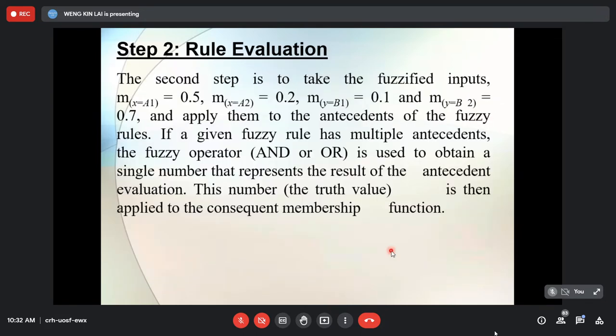Okay, now where am I? So you have these inputs, 0.5, 0.2, 0.1, and 0.7. The 0.5 and 0.2 are only meant for the X input, whereas the other ones are on the Y input, which are 0.1 and 0.7.